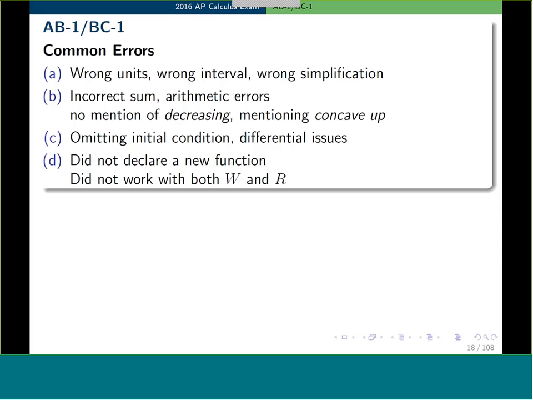In Part C, some students omitted that initial condition. If you remember back to the beginning of my part of this presentation, I took that as one of the key phrases in the statement of this problem. And there were, of course, some issues with the placement of the differential dt. And in Part B, many students did not declare or even work with a new function, or they didn't work with both W and R.